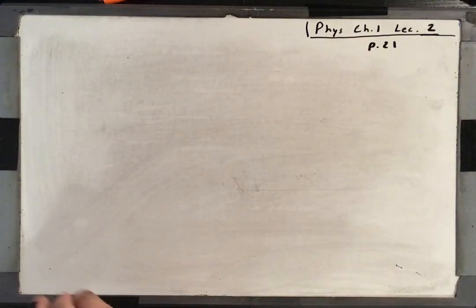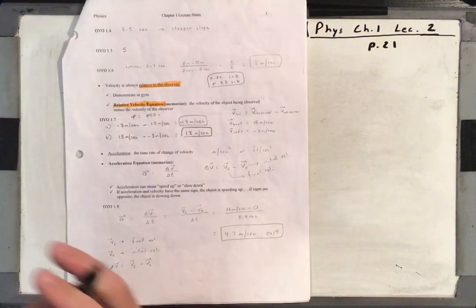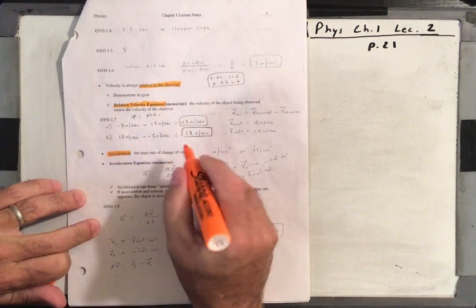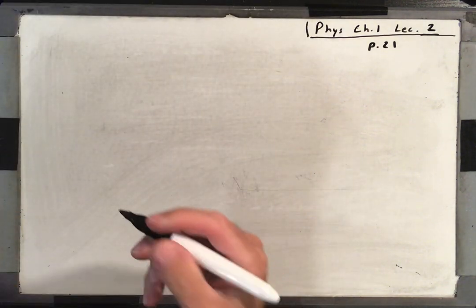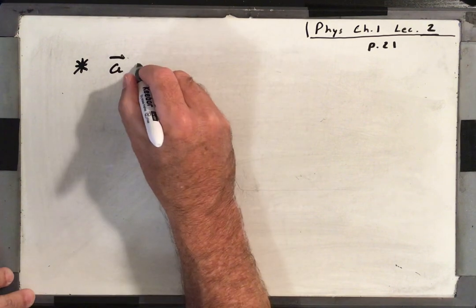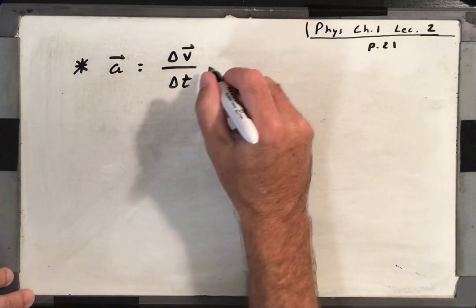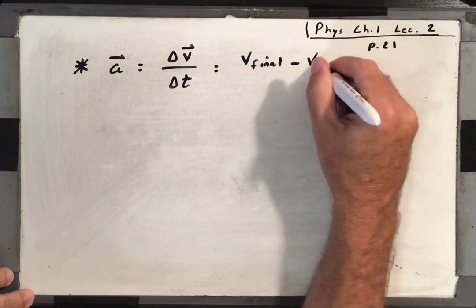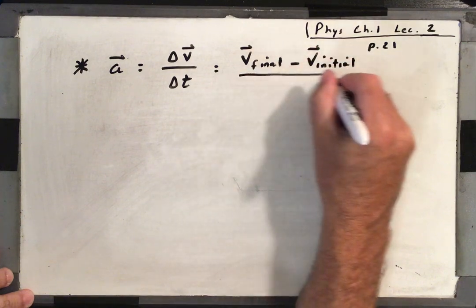All right, the last concept in this chapter is acceleration. Acceleration is the time rate of change of velocity. The acceleration equation, we've got to memorize this. Acceleration, which is a vector quantity, is the change in velocity over the change in time. So that's the final velocity minus the initial velocity, of course those are vectors, over the change in time.